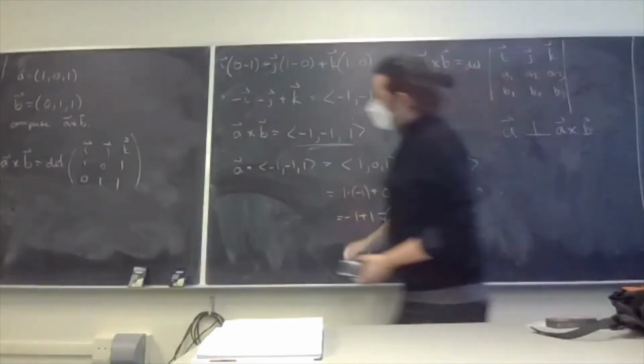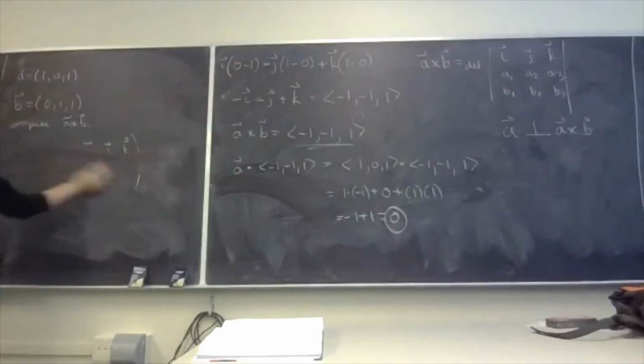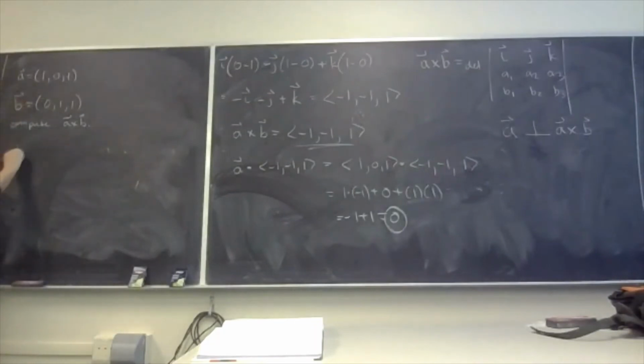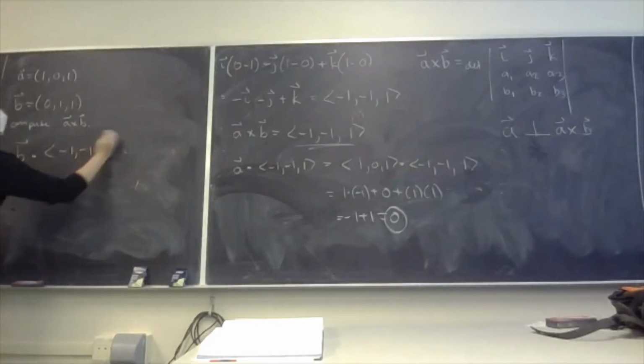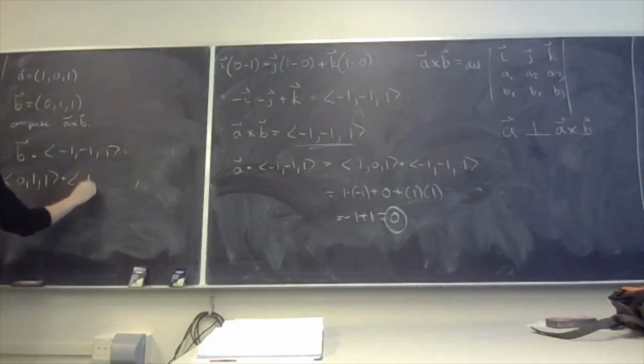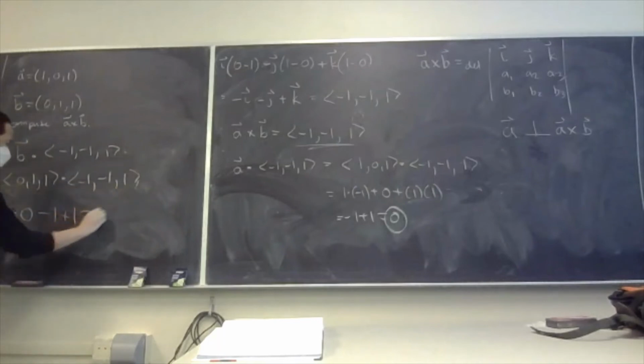Likewise, if you do this for B, B dotted with (-1, 1, 1), you get (0, 1, 1) dotted with (-1, 1, 1). First times first is 0. Second times second is 1. Third times third is 1, so minus... Oh, it's 0 again.